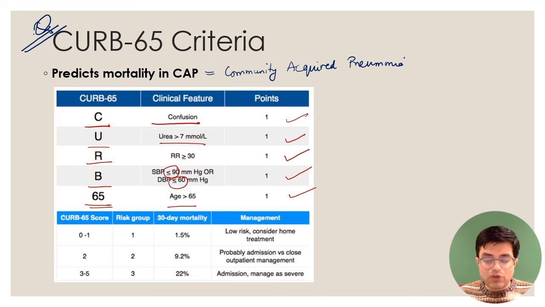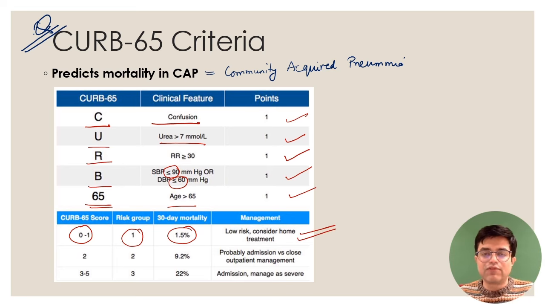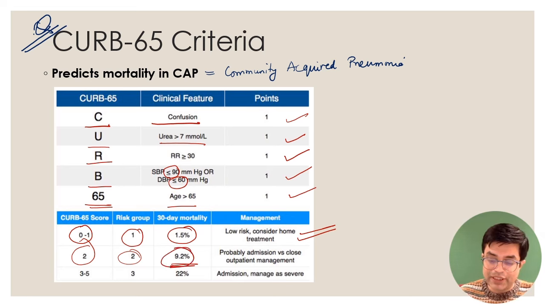If you find that the total score of curve 65 score is 0 to 1, तो risk group 1 है, 30-day mortality 1.5% है, you can treat at home with oral antibiotics like levofloxacin or amoxiclav in the patient. If the curve 65 score is 2, तो risk group 2 है, 30-day mortality almost 7 to 8 times बढ़ जाती है, 9.2%. और ऐसे पेशेंट में you have to take a clinical decision, admit करना है. प्राइवेट सेक्टर में well to do patient, admit the patient. Very poor patient, OPD basis, but follow up the patient.